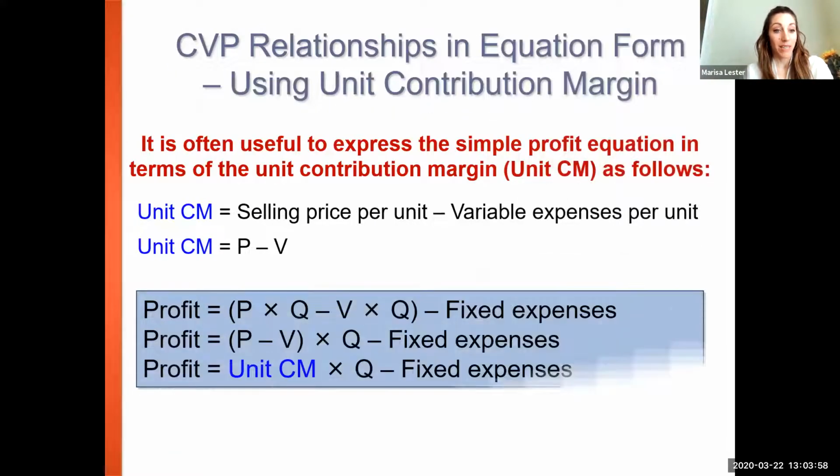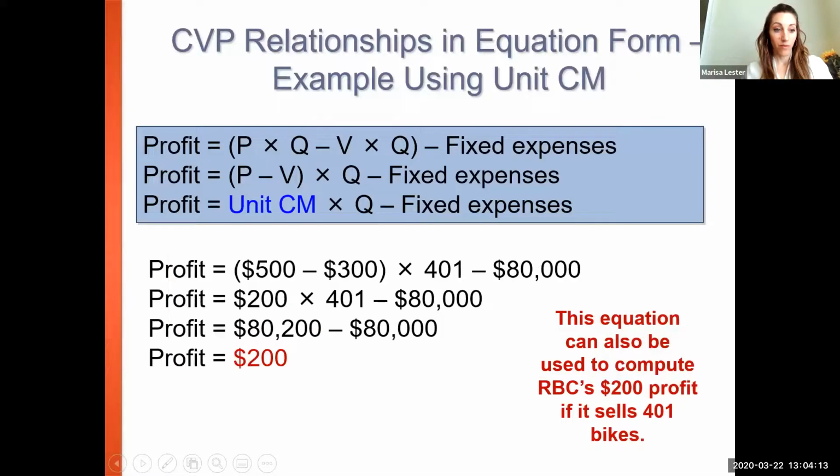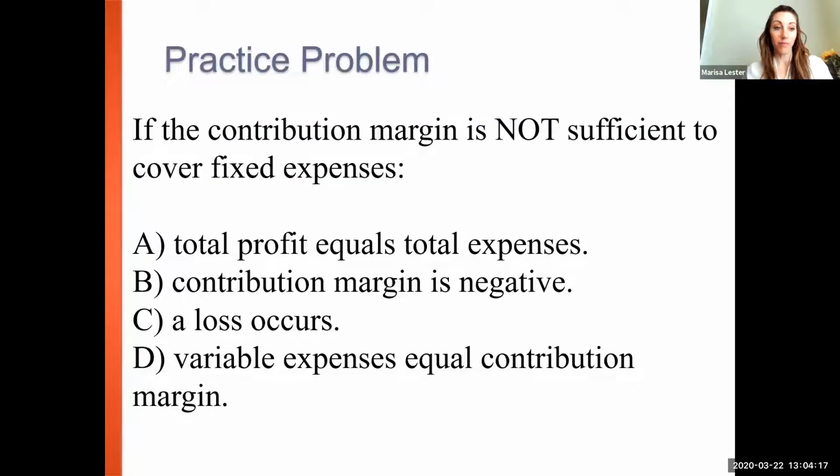Okay, and here it is. Sales price per unit minus variable expense per unit is my unit CM. So if I scroll down, profit equals unit CM times quantity minus my fixed expenses. Okay, and there we go, profit 200. Let's do a practice problem.